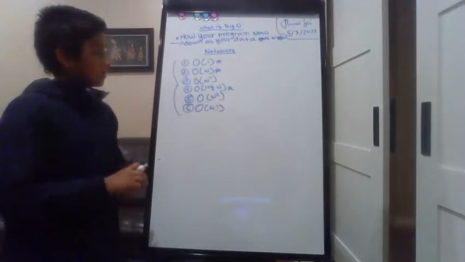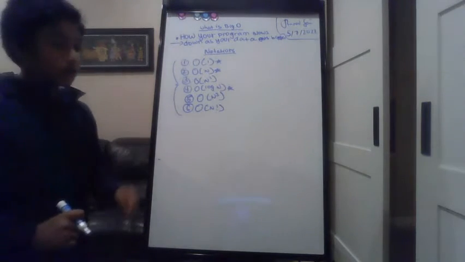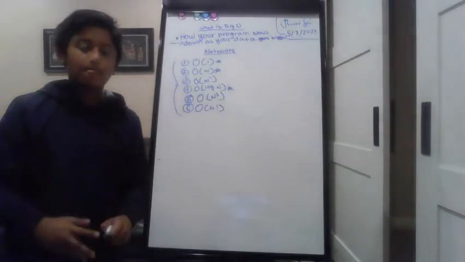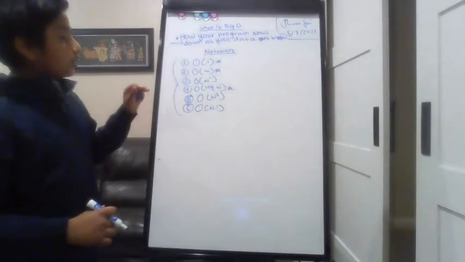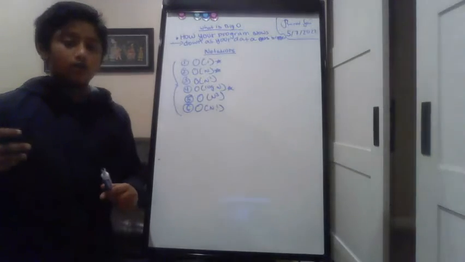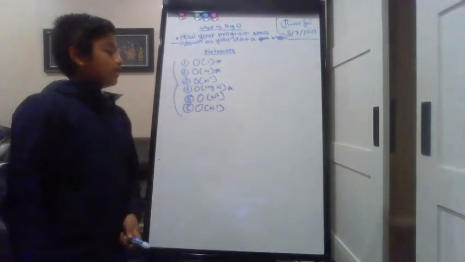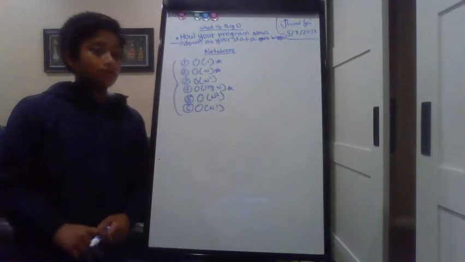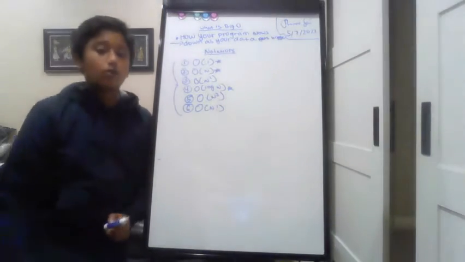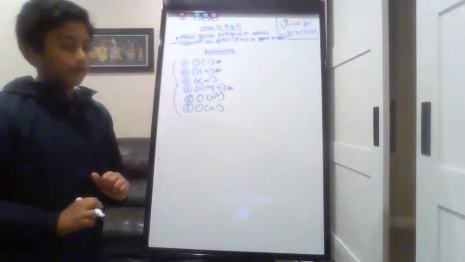The second one is Big O of n. This means that your code speed is linear, so as your data grows, your code slows down. The third one is Big O of n squared, and this is quadratic. I'm not going to be talking too much about that today.